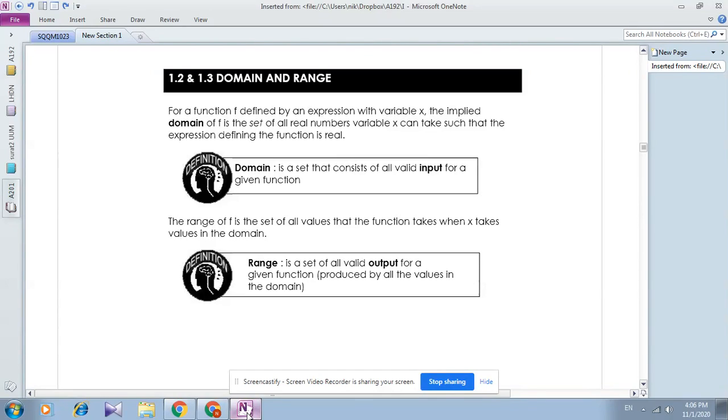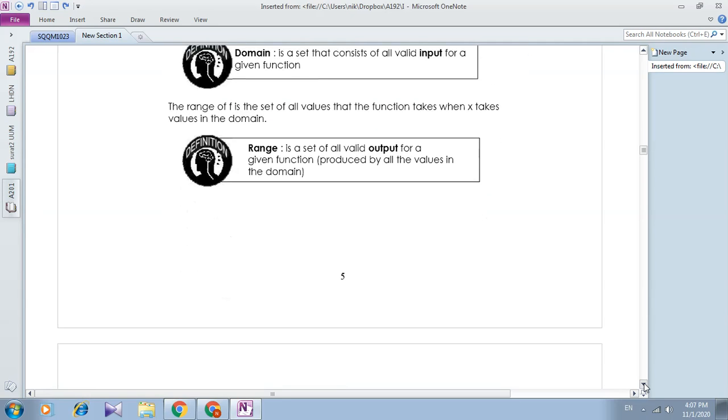Hi, in this video, I'm going to talk about domain and range. You can read the definition of domain and range on this page. Basically, domain and range are all about value inputs, whether on the x-axis or on the y-axis. Okay, let's move on.